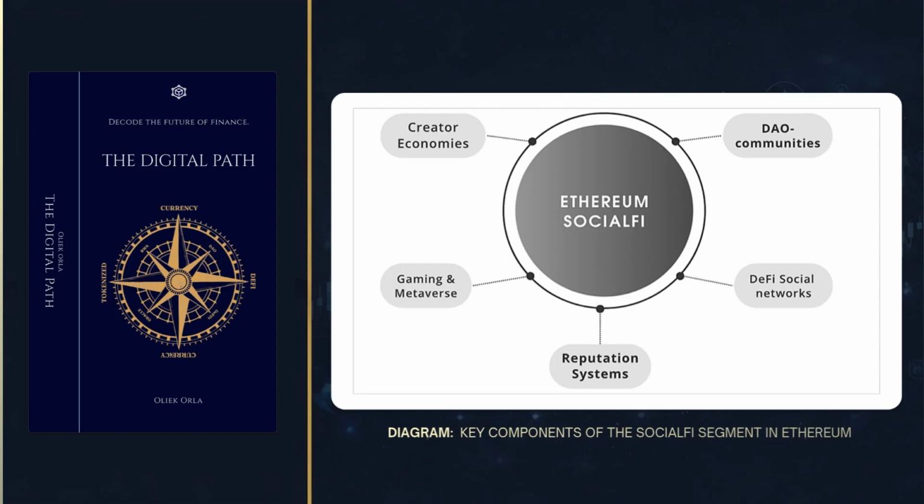DeFi social networks. Decentralized social networks within the Ethereum ecosystem are redefining the foundation of online interaction. User data and social graphs are stored not on corporate servers, but on the blockchain. Users own their decentralized identity and social graph, which can be ported across multiple applications. This significantly reduces the risks of censorship and manipulation.